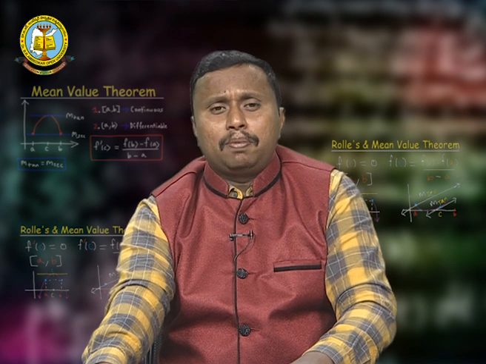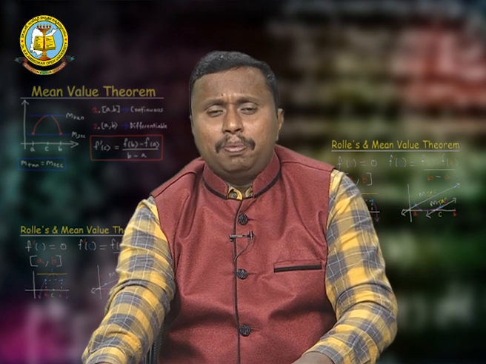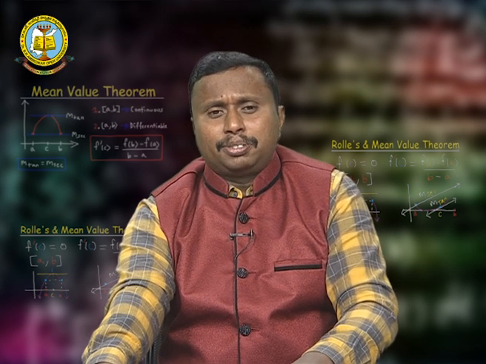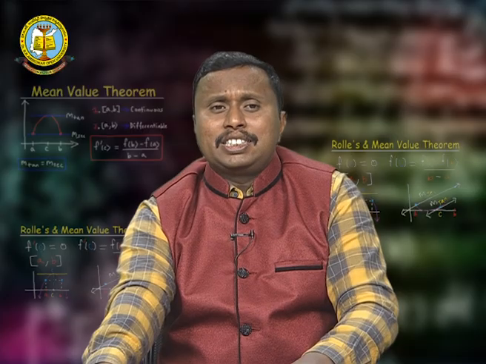So, when it is applicable for Rolle's theorem, there exists one point c belonging to a comma b such that f dash of c equal to 0. So, when you say f dash of c equal to 0, we get the c value as mb plus na by m plus n. So, this is the first problem. Now, let us see the second one.